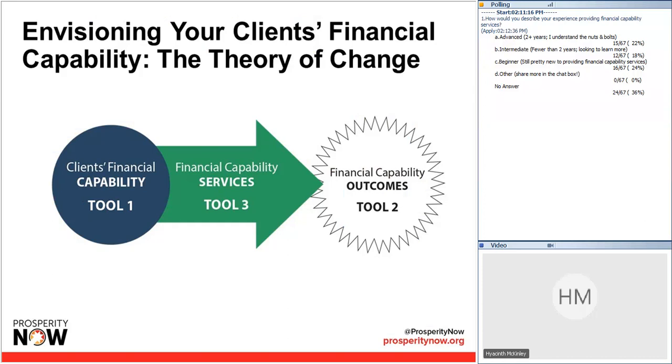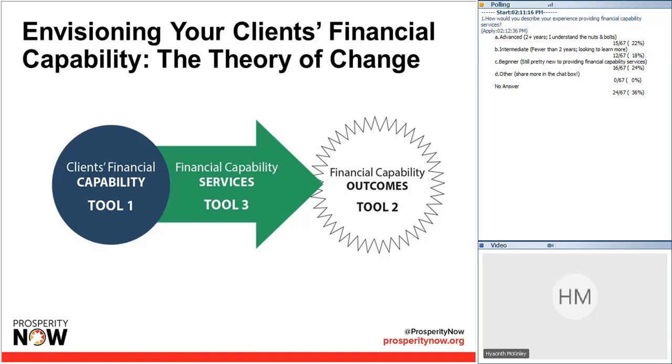So here's the layout basically of section 1. And it might seem a little counterintuitive. We start by assessing the client's financial capability through tool 1. That's the blue circle that you see there. Let's skip to the middle and go to the end. The financial capability outcomes is tool 2. And then we can focus on the bridge between those two by tool 3, which is the financial capability services.